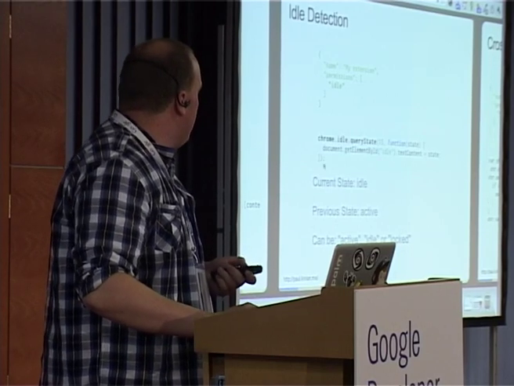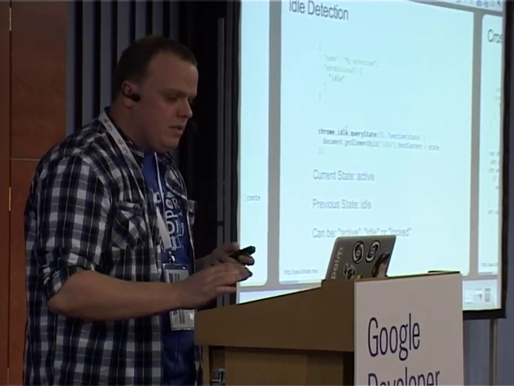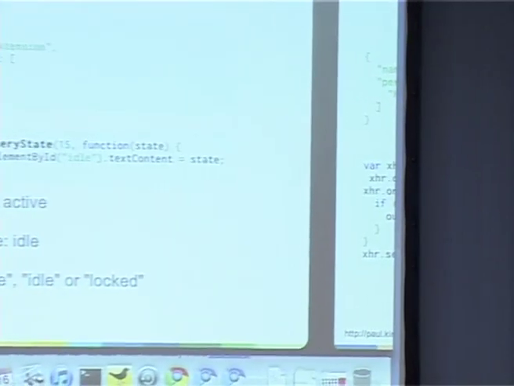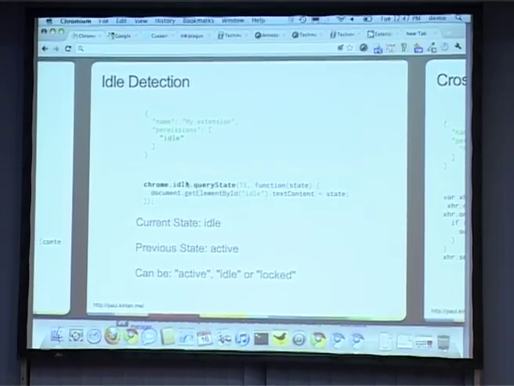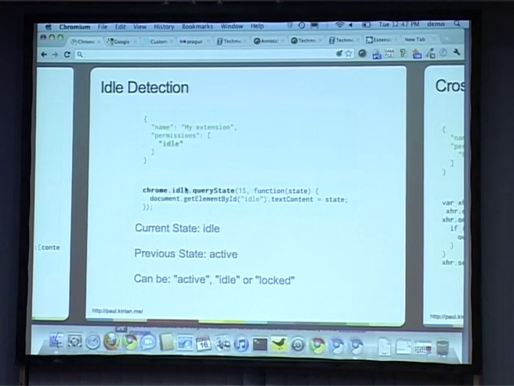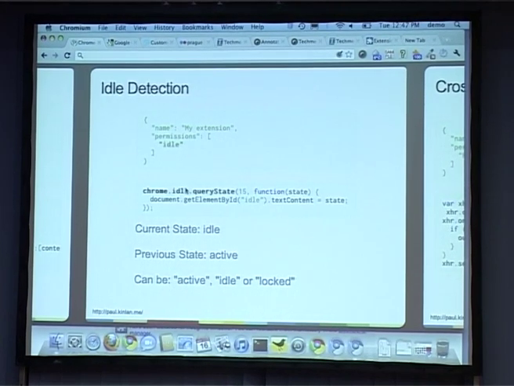We can also do really powerful things as well. So if I leave this for a second or two, we have this idle API, which allows you to detect whether a user is actually using Chrome, or whether they've walked away from their machine or locked their machine. At the moment, the current state is active. Cool, let's just switch those. It went from active to idle because I've not touched my machine for 15 seconds.